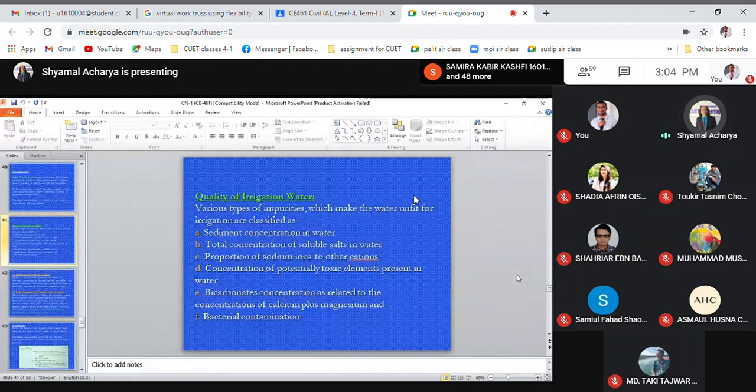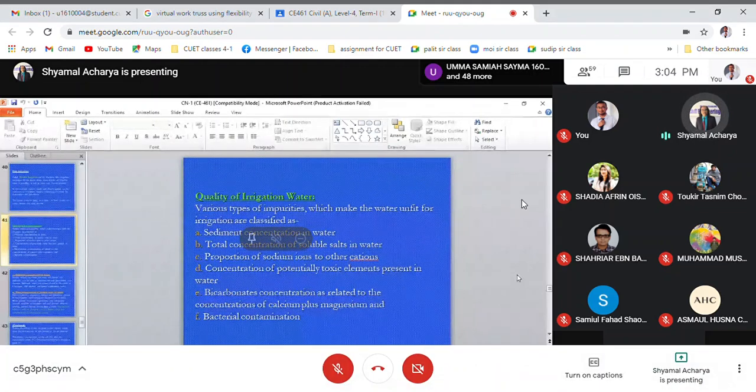Second, total concentration of soluble salts. Basically it is not directly calculable. It is generally measured by electrical conductivity, because electrical conductivity and salinity are more or less directly proportional to each other. Depending on electrical conductivity, the water is categorized into 4 types: C1, C2, C3, and C4. Low saline, medium saline, high saline, and very high saline water.